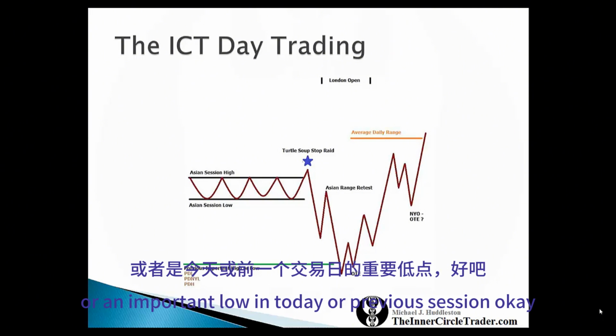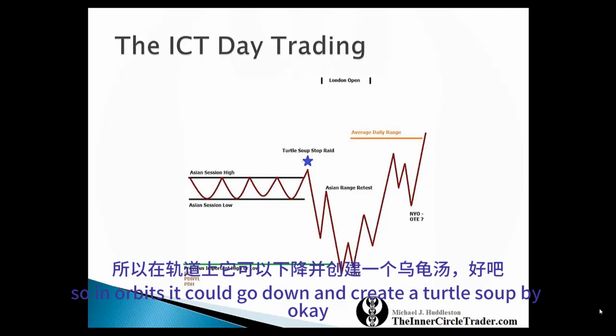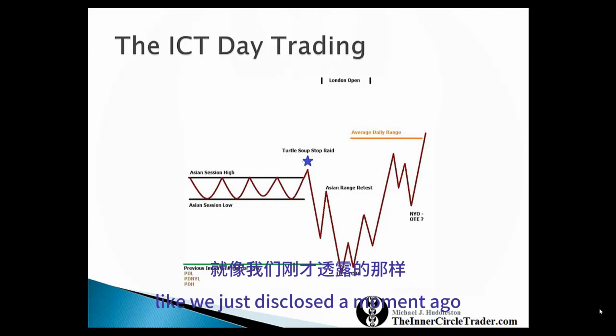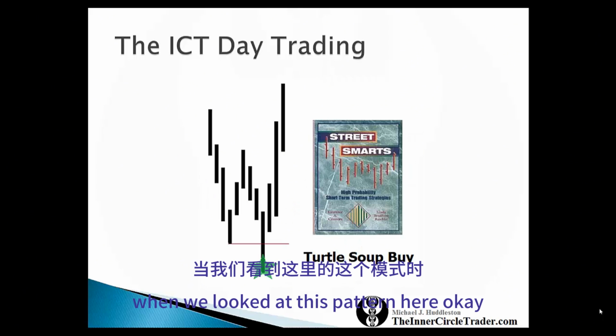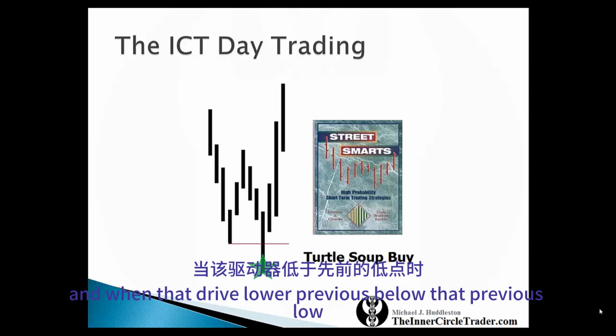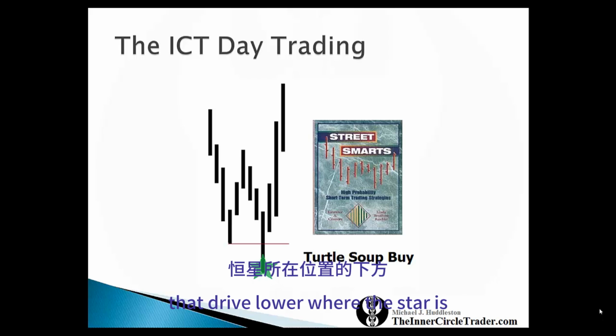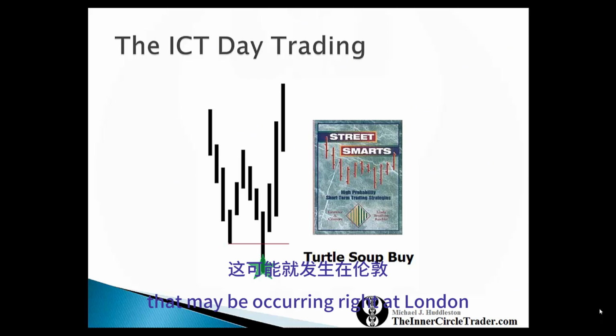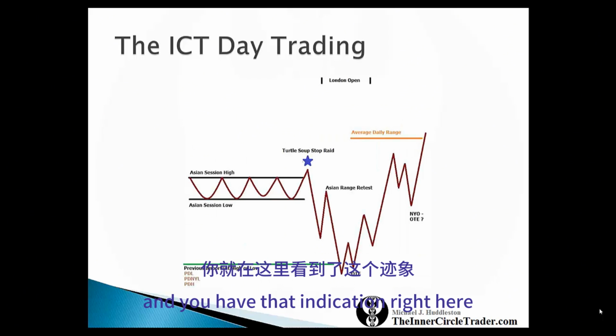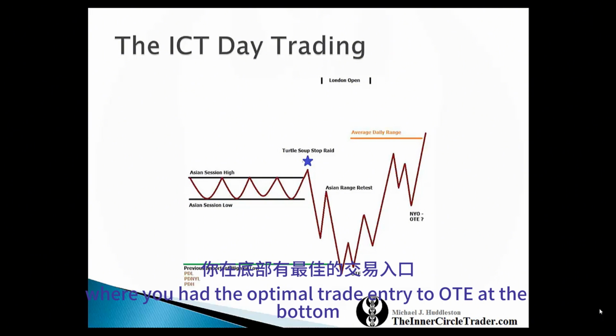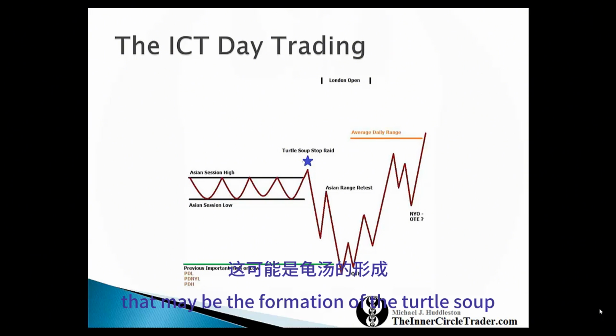Okay, so in other words, it could go down and create a turtle soup buy, okay, like we just disclosed a moment ago when we looked at this pattern here. Okay, we have a low, and then when that drive lower goes below that previous low, that drive lower where the star is, that may be occurring right at London, and you have that indication right here where you had the optimal trade entry, the OTE at the bottom. That may be the formation of the turtle soup.